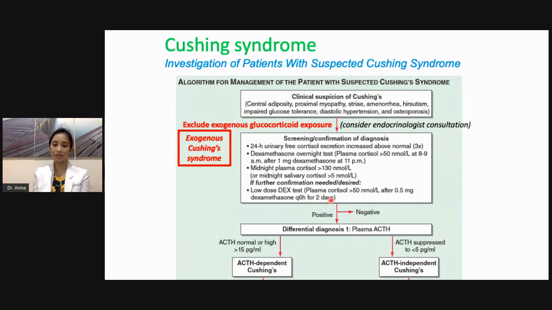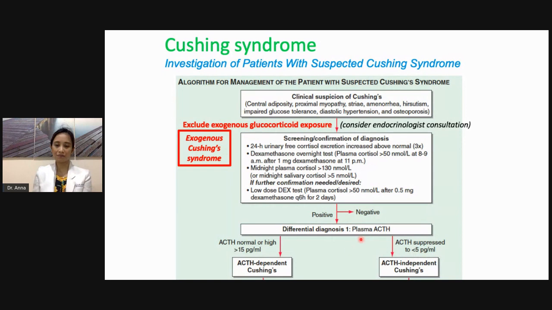So the first step is to determine whether this is ACTH dependent or ACTH independent Cushing's. So how to tell? You do a plasma ACTH. So, a very, very crucial step. Sometimes if there's any doubt as to the accuracy of the ACTH test, we do it twice just to make sure, because if there's any error here, it will really mislead you whether to go here or to go here.